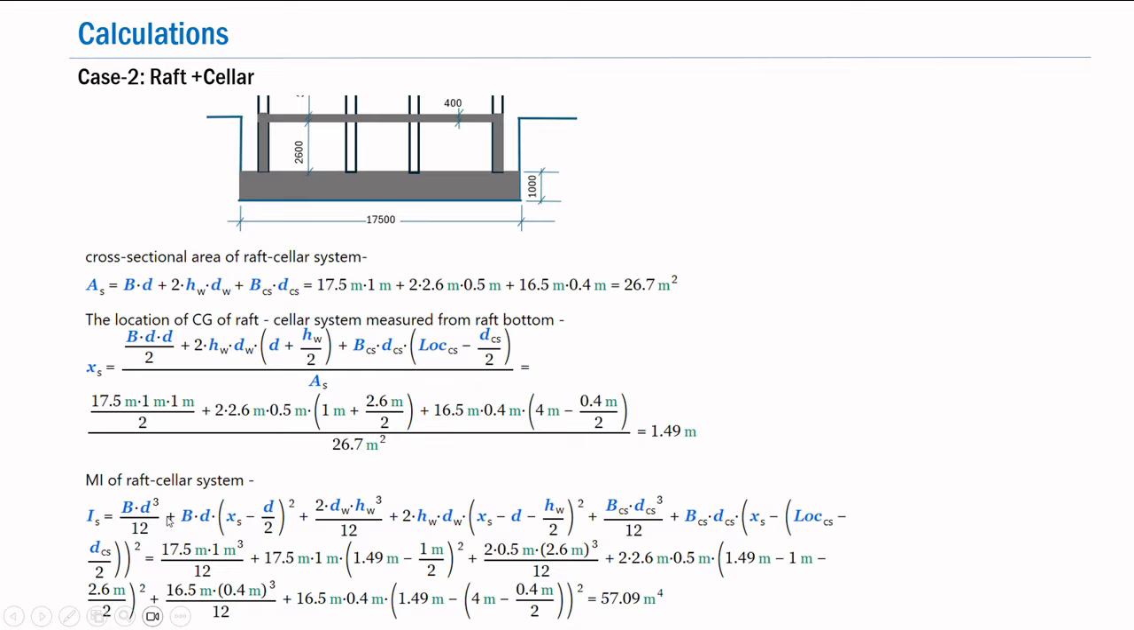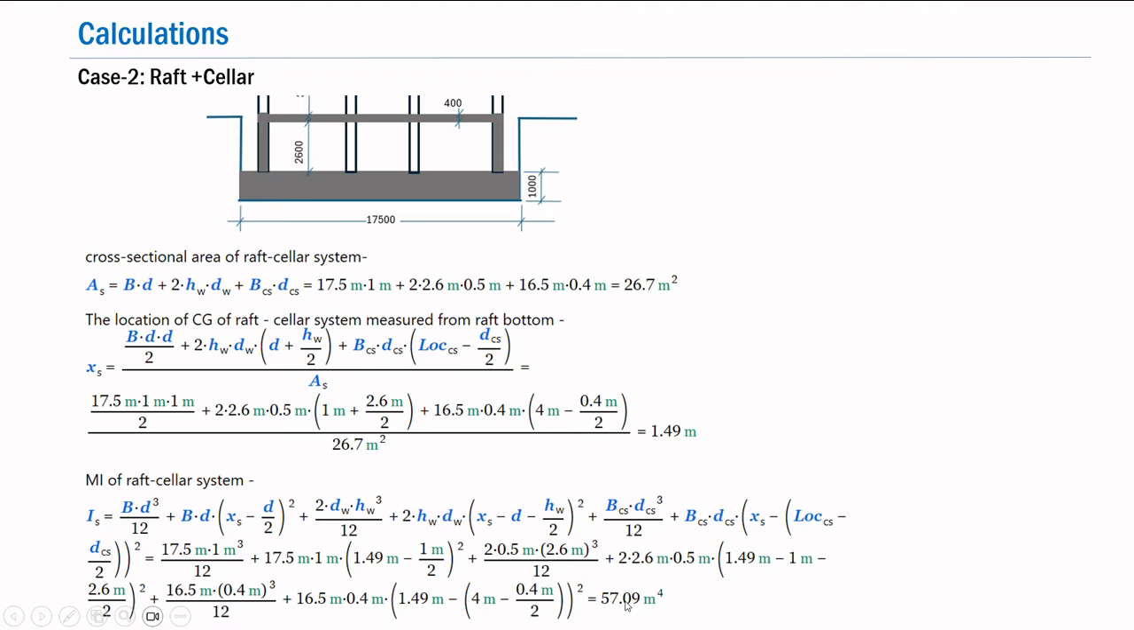The first component is the MI of the raft about the neutral axis, the second is the contribution made by the two vertical walls, and finally the third term contributes the effect of the cellar slab. Now, substituting all these values, we compute the moment of inertia of the raft cellar system about the neutral axis of the cross section as 57.09 meter raised to 4.